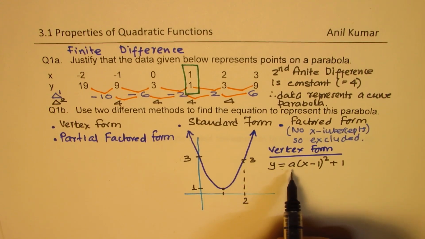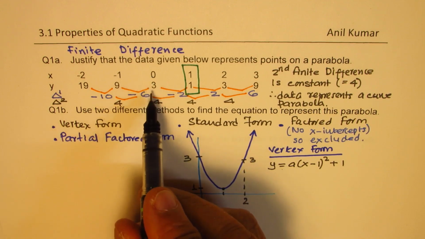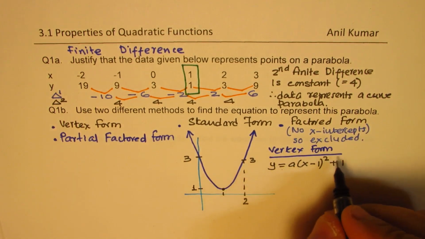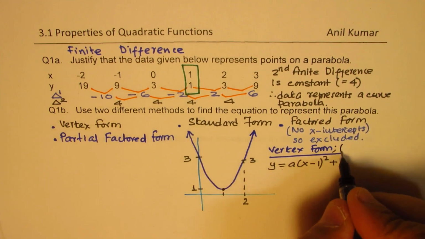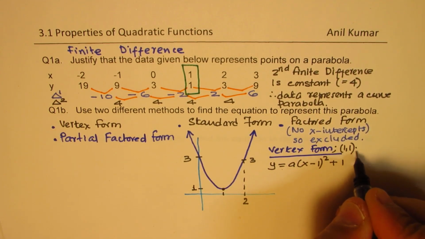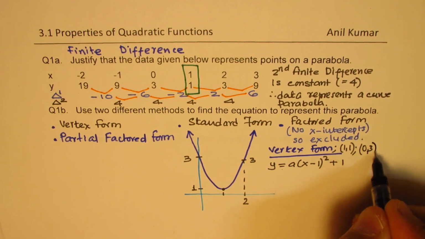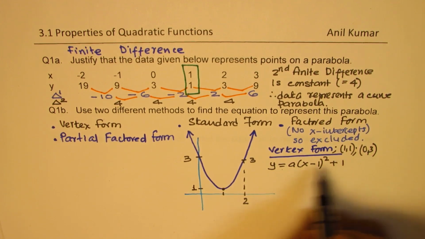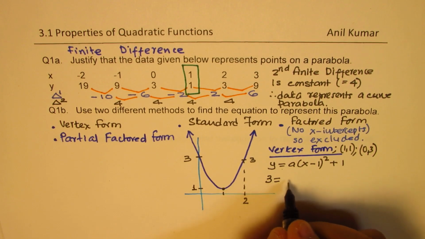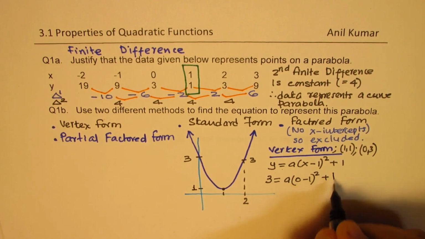To find the value of a, I could use another point, which is (0, 3). So what we have done here for vertex form: we know from the data that one point is (1, 1), which is the vertex, and the other point which we are going to use is (0, 3) to find the value of a. If I substitute 0 for x and 3 for y, we get 3 equals a times (0 minus 1) whole squared plus 1.